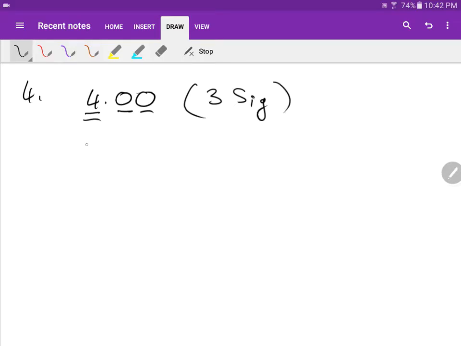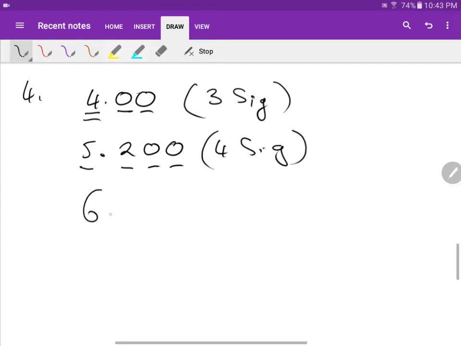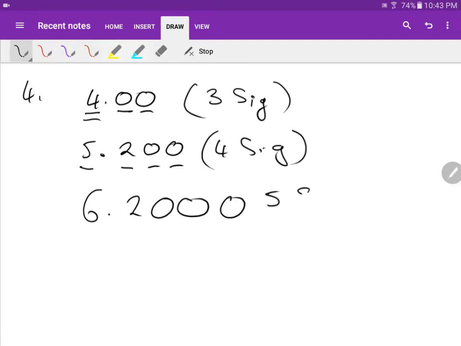Okay, let's say 5.20, so a 0 again. Remember, 0s at the end of a number that has a decimal point are significant figures. Just remember. Let's say 5.200, so 4 significant figures. Let's say 6.2000. It still counts as 1, 2, 3, 4, 5. So 5 significant figures.